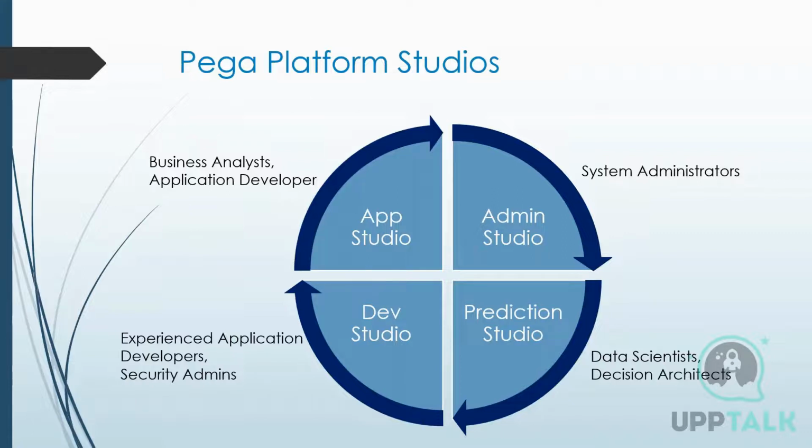And then we have Admin Studio for the system administrators to look after the background processing, the batch jobs, the node management. These sorts of things are taken care of by the Admin Studio. And then the last one, Prediction Studio, is designed for the data scientists and data analysts, people who are inclined to work with data. They would be a part of your Prediction Studio, where you can build the adaptive predictive models and just play around with the data.